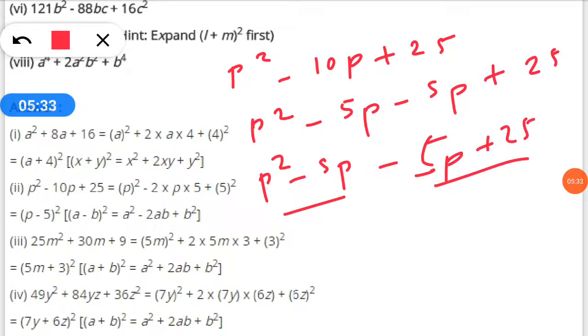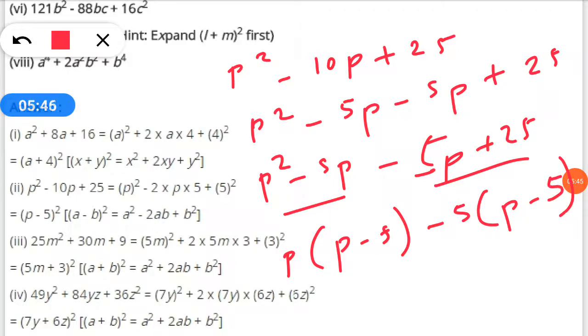Now here we can take p as common. What is left? p minus 5 is left. Here minus 5 we take as common. So p minus 25 comes in the table of 5, how many times? 5 times. So that 5 is left. So p minus 5, when we take it again as common, what is left?